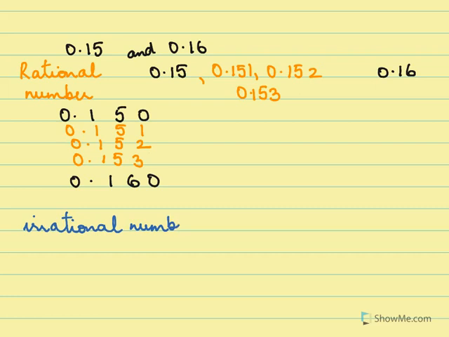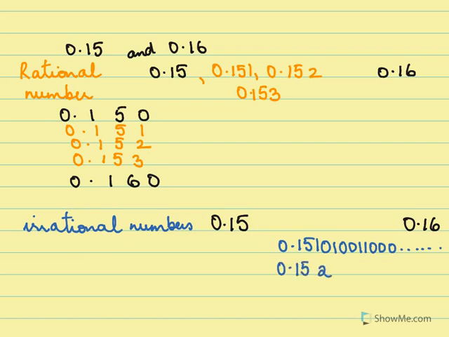Now for the next, I need to find irrational numbers between 0.15 and 0.16. So I will just take a decimal number here, for example 0.151, which I know lies between these two. So I make a non-terminating, non-repeating decimal. Or I could take 0.152, which lies here, and then make it a non-terminating, non-repeating decimal. Or I could take this decimal 0.153 and make it non-terminating, non-repeating decimal.